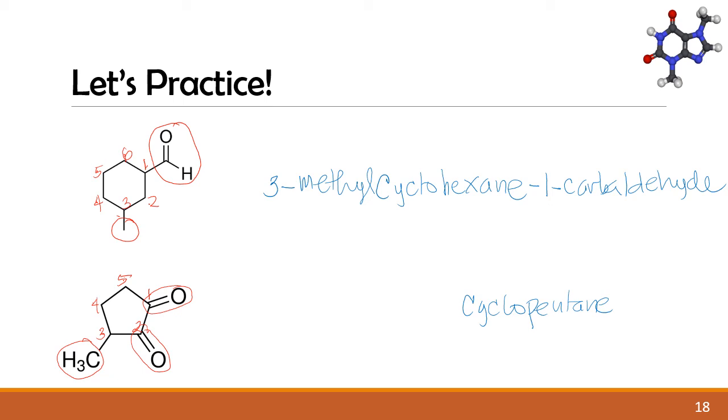Since there are 2 ketone groups, we indicate this using the prefix di. So we write cyclopentane dione. Then we indicate the carbon to which the oxygen is attached, which is C1 and C2. Then we add the other substituent, methyl, and the carbon to which it is attached, 3. So the complete name of this compound is 3-methyl 1,2-cyclopentane dione.